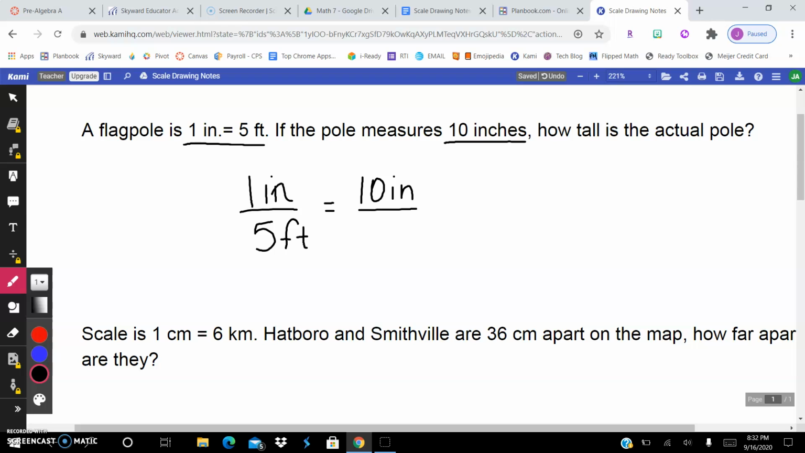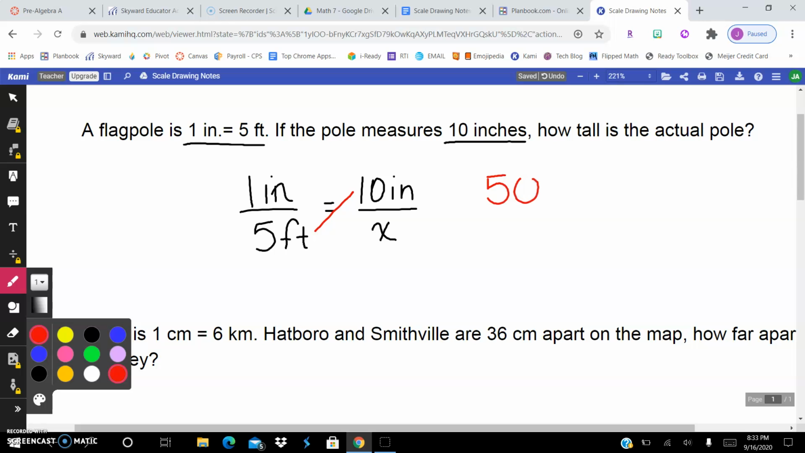And how tall is the actual pole? Well, we are not sure, so I'm going to put an X there. So now we cross multiply. We can do 5 times 10 is 50. And then we divide by what's across from the X. So divide it by 1 equals 50. So this actual flagpole is 50 feet tall.